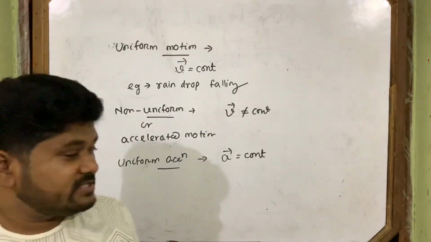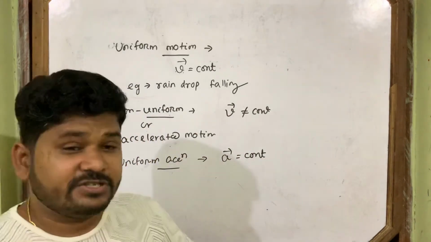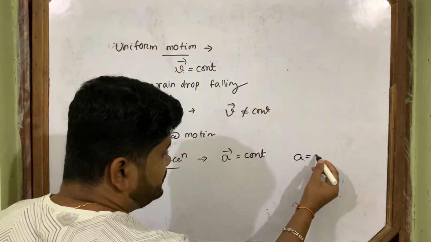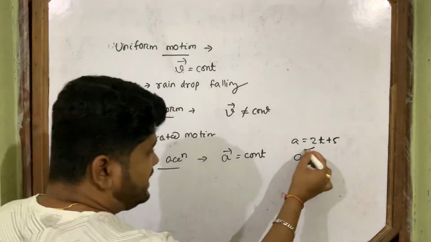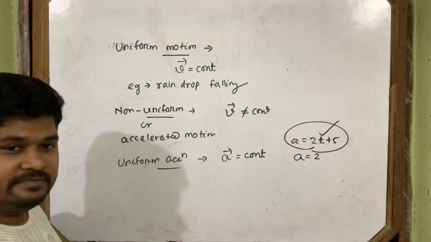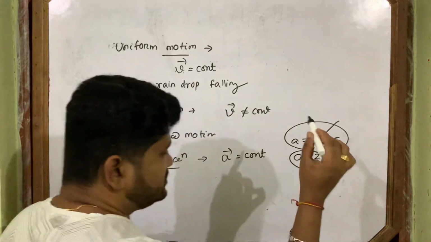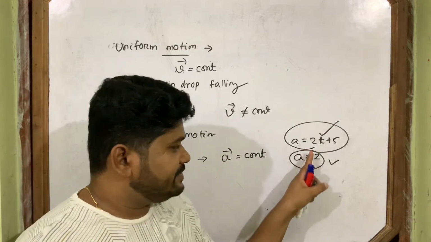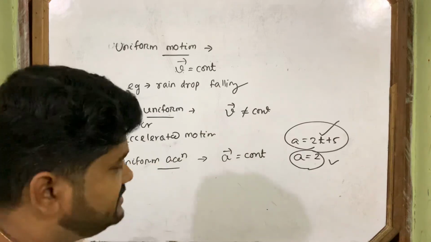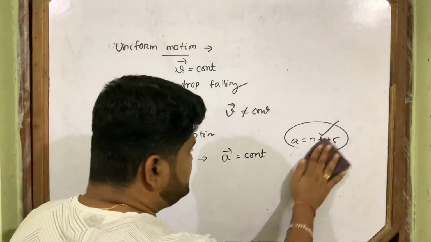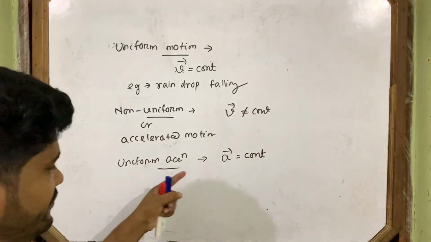Constant means acceleration will be a number. No time variable will be in the expression of acceleration. If I tell you acceleration is simply 2, that is constant. If I tell you acceleration is 2t plus 5, here acceleration varies because time is here. With time, acceleration changes. Where there is no t, it is constant. So uniform acceleration means acceleration is constant.